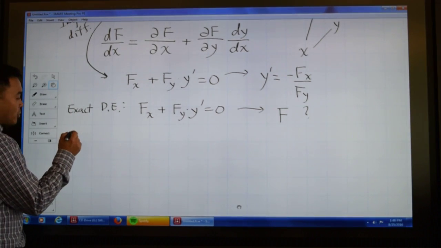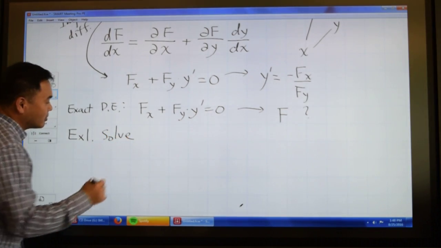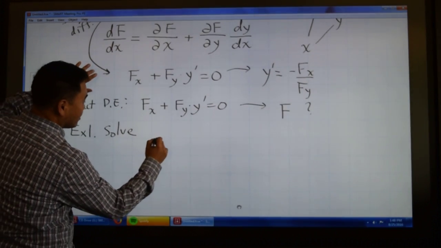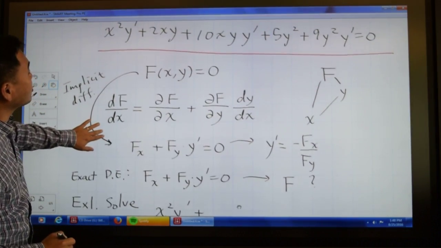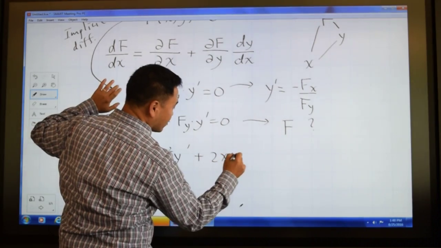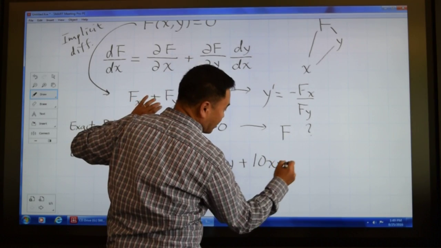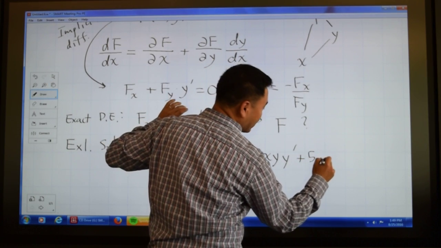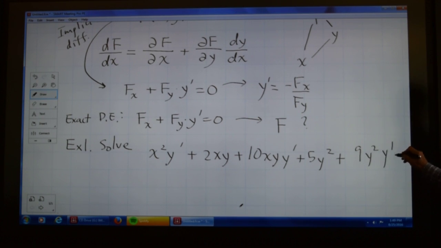Okay, now let's come up with our first example. Example 1. Solve x squared y prime plus, I'm just copying this one, 2xy plus 10xy y prime plus 5y squared plus 9y squared y prime equal to 0. So here's the differential equation that we are about to solve.